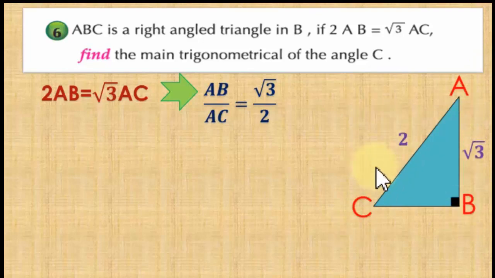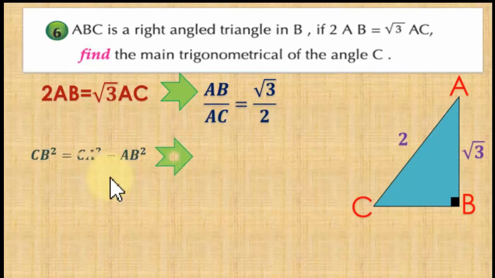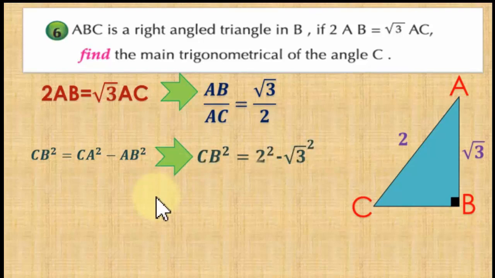is expressed by 2. If we want to calculate CB, use Pythagoras theorem, we can say CB power 2 equals AC power 2 minus AB power 2, because we calculate here the side length of the right angled triangle. So CB power 2 equals 2 power 2 minus square root of 3 power 2. 2 power 2 equals 4. Square root of 3 power 2 equals 3. 4 minus 3 equals 1. So CB equals 1 centimeter. Now we know CB 1, AB square root of 3, and AC equals 2.